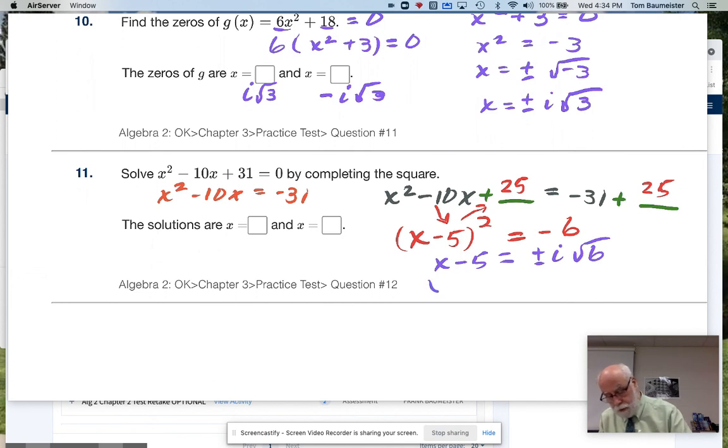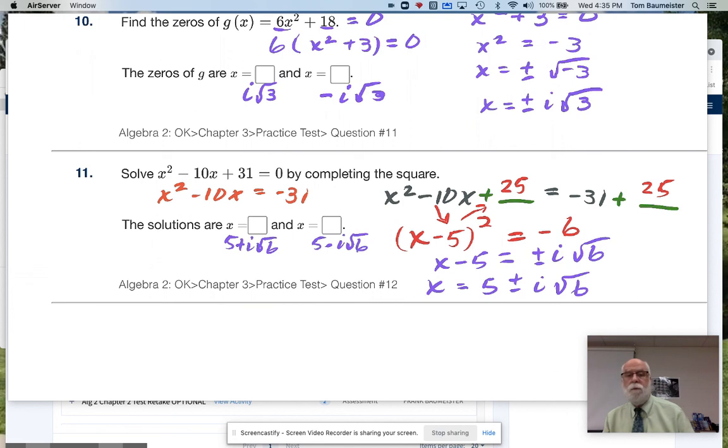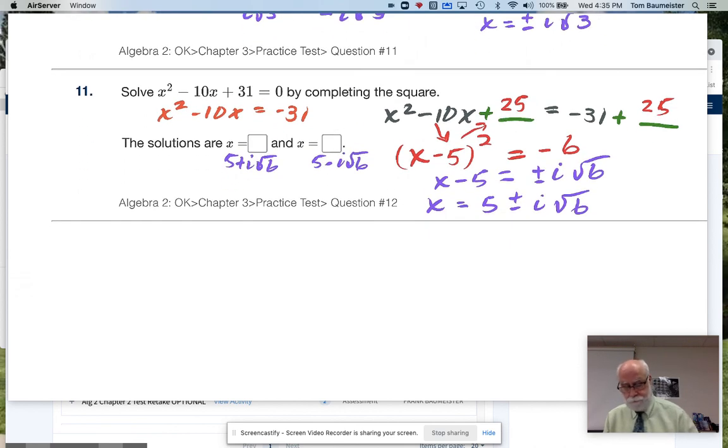And then to get x by itself, we're going to add 5. So we're going to move this -5 over to the other side. And remember, I'm going to put it in front of the plus or minus. So I'll get x is equal to 5 plus or minus i root 6. So remember, you're going to say 5 plus i root 6, and then 5 minus i root 6. Okay. Again, remember, if they already have the x there, you don't have to put it in there twice. So don't do that again.